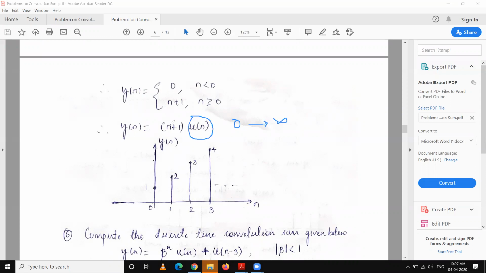If I put n equal to 0, 0 plus 1, we'll get 1. Then put 1, 1 plus 1, we get 2. If I put n equal to 2, you'll get 3. If I put n equal to 3, you'll get 4. So this is the sketch of y of n.